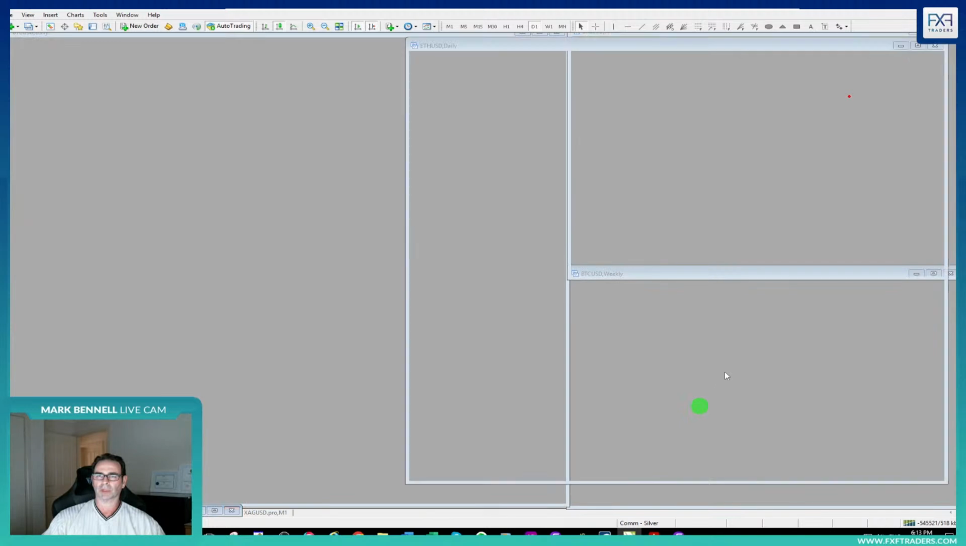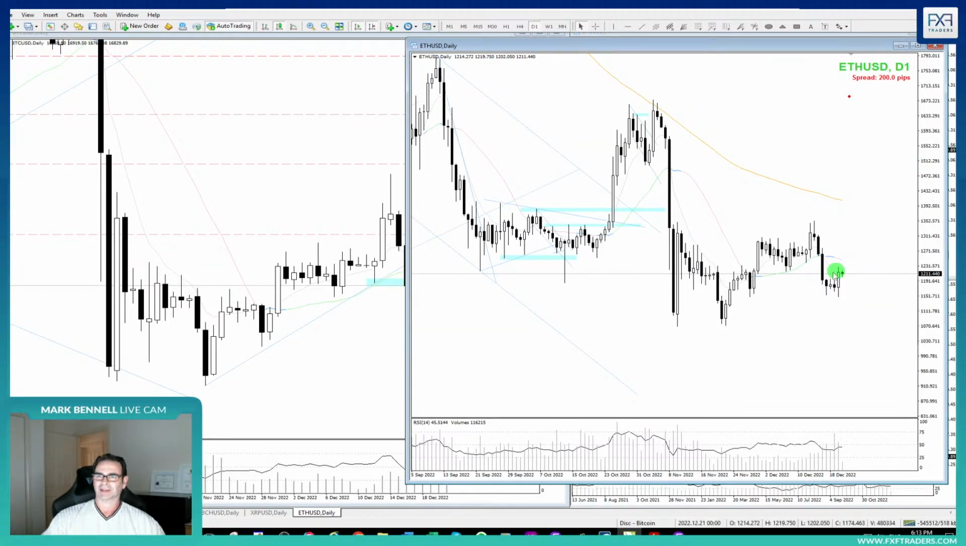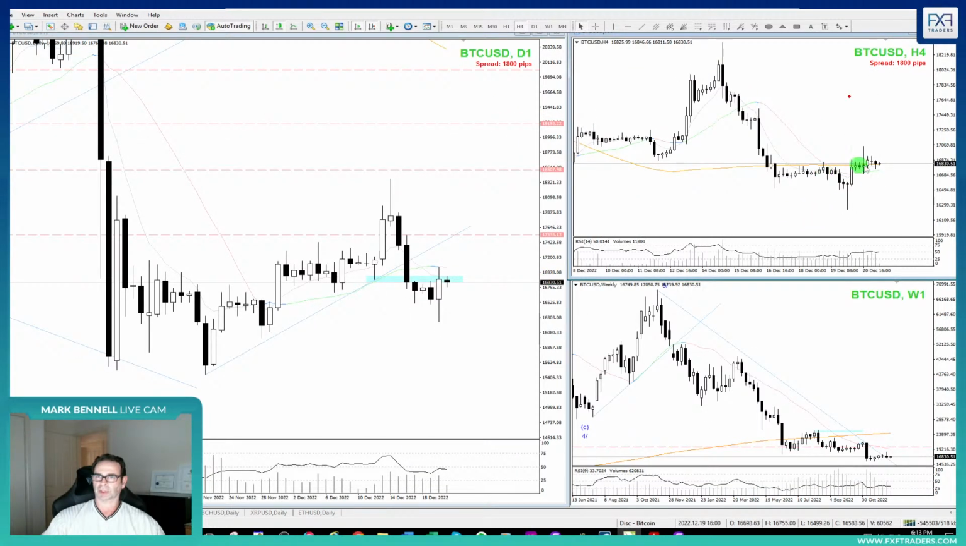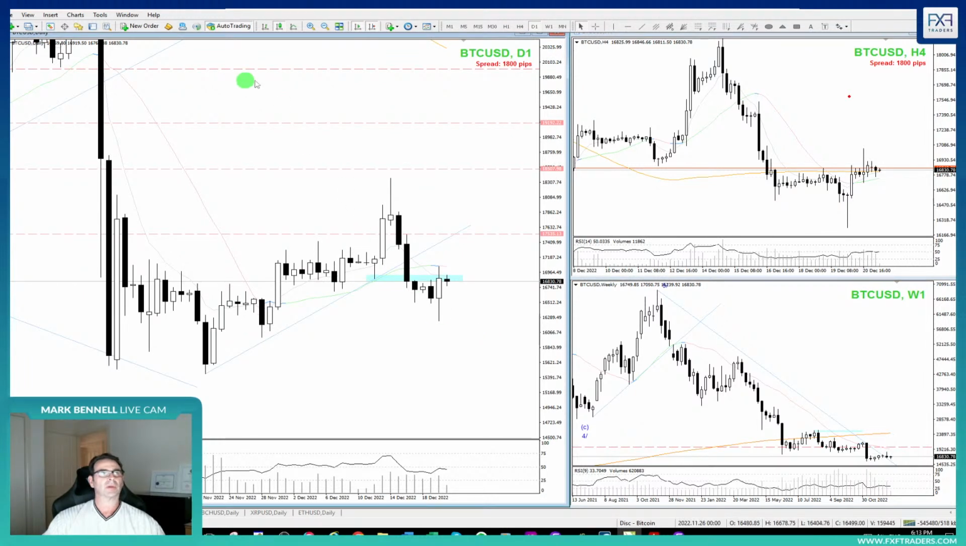So the crypto is really nothing to see here. Ethereum is just giving us a little bit of a cradle. But otherwise, it is trying to pull back into uptrend. Certainly on the 4 hour, there's the anchor. But we're kind of underneath the 20 period. So still very much risk off, folks.